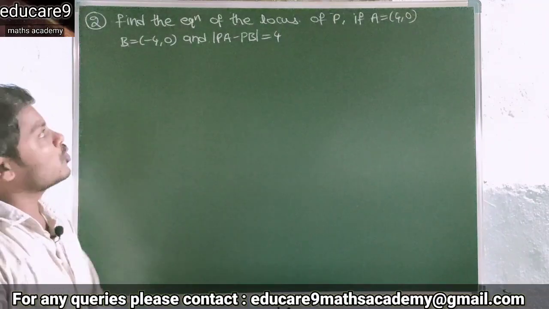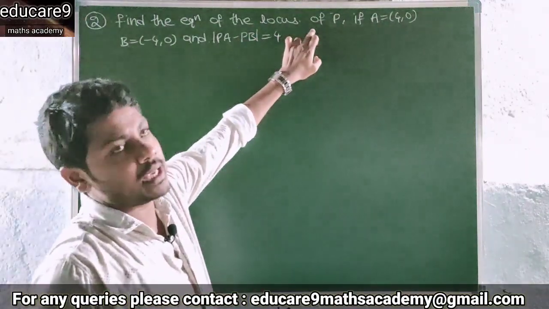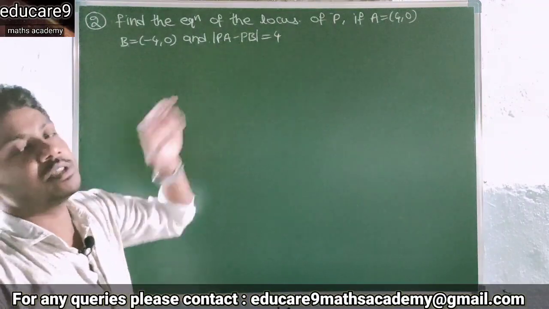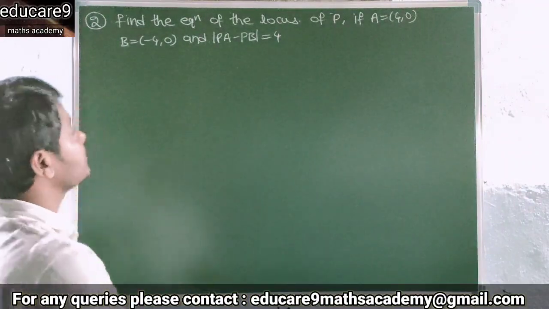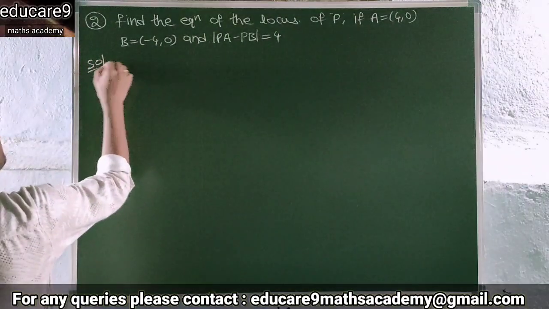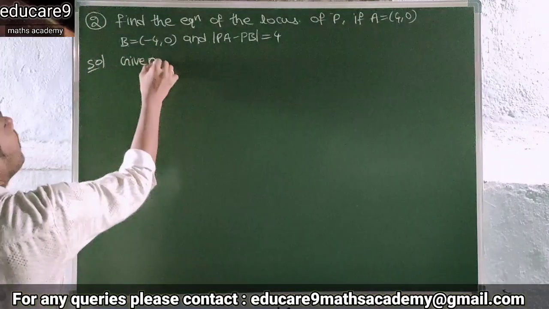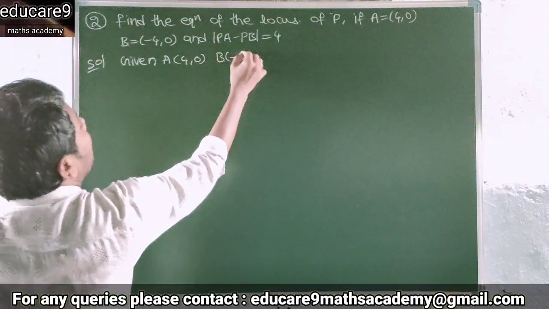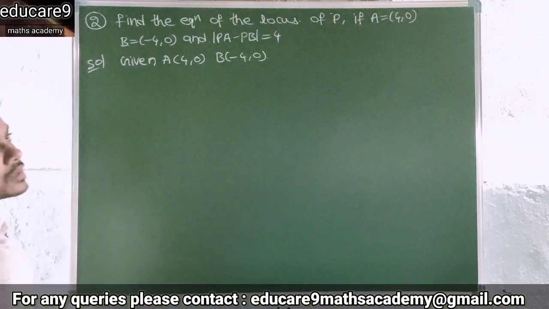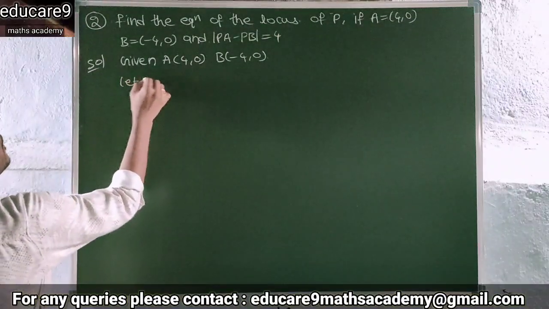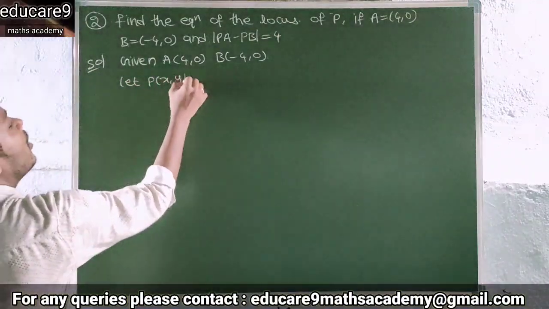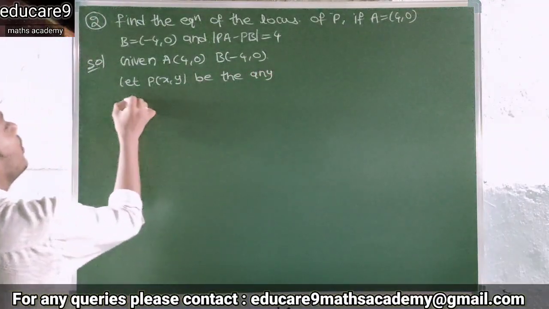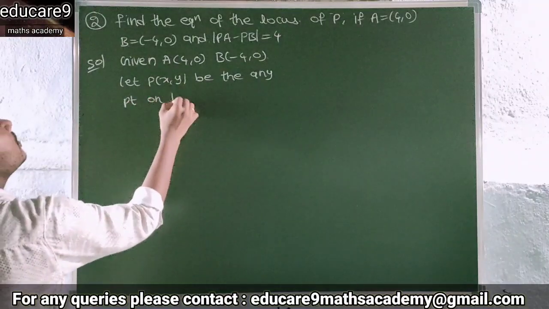So see question number 2. Find the equation of the locus of P if A and B are given and |PA - PB| = 4. That is the given condition. See your solution. Given A(4, 0), B(-4, 0). Let P(x, y) be any point on the locus.